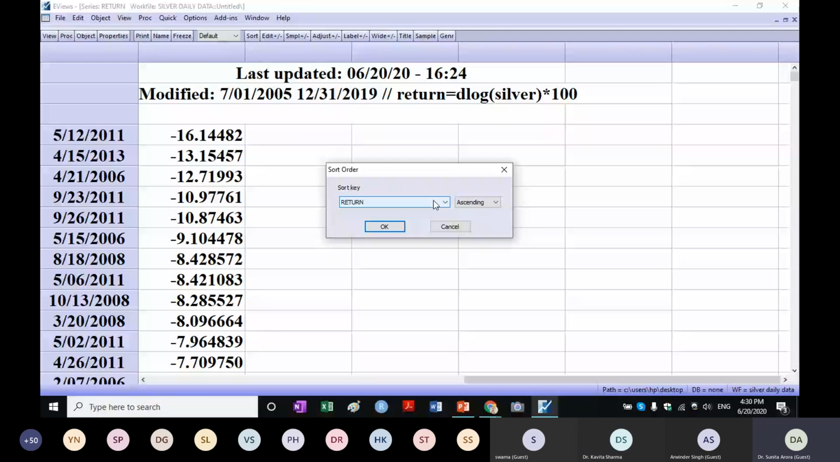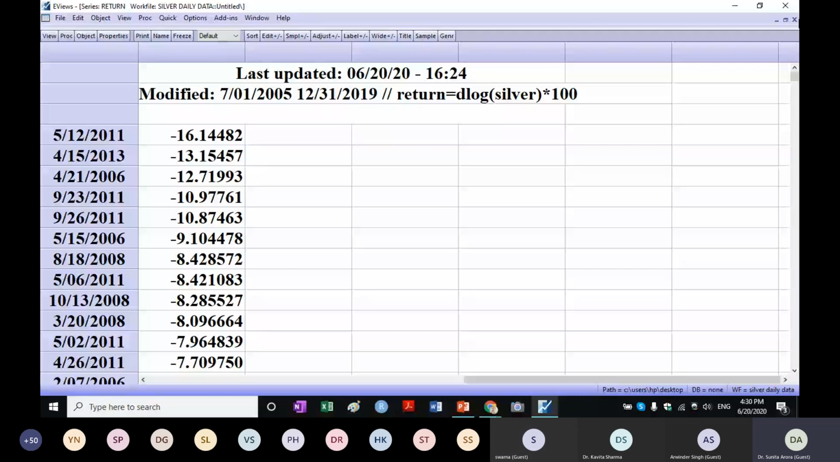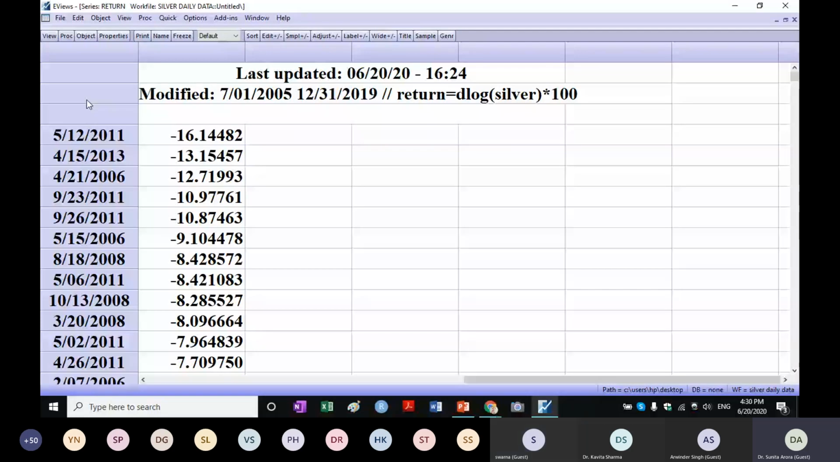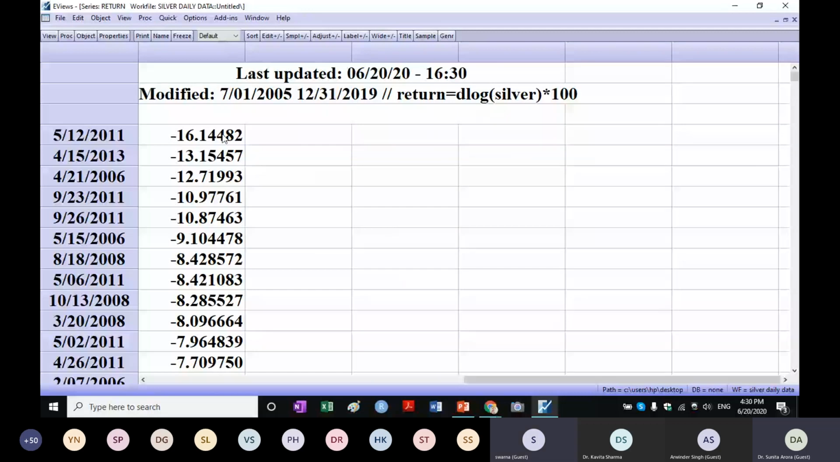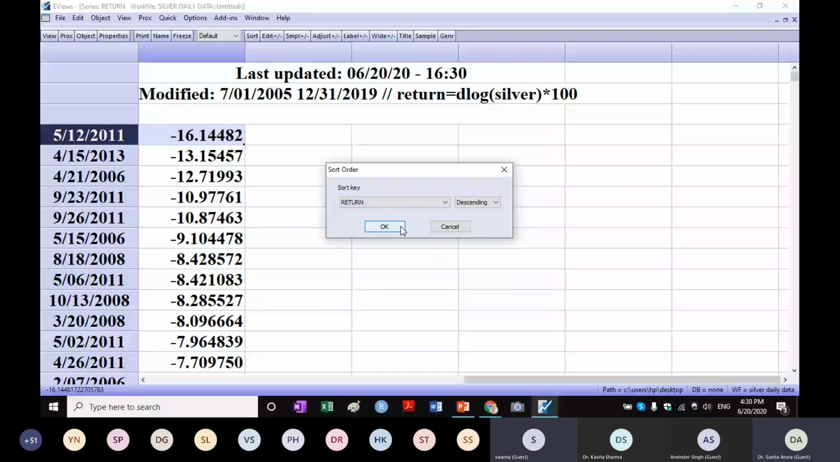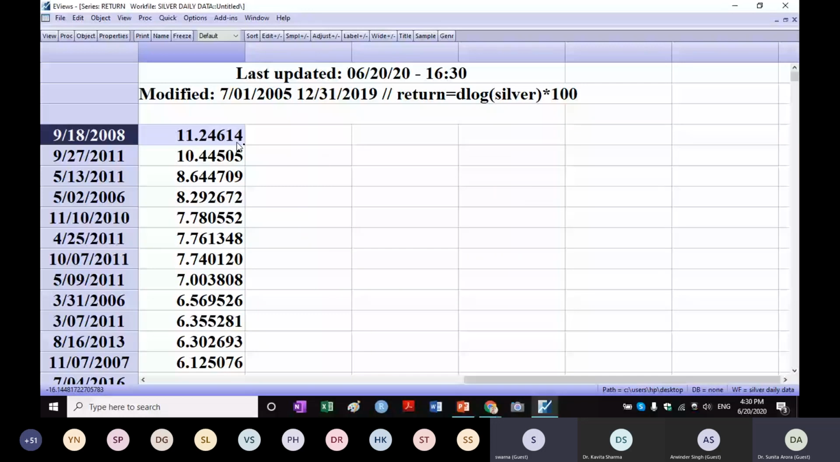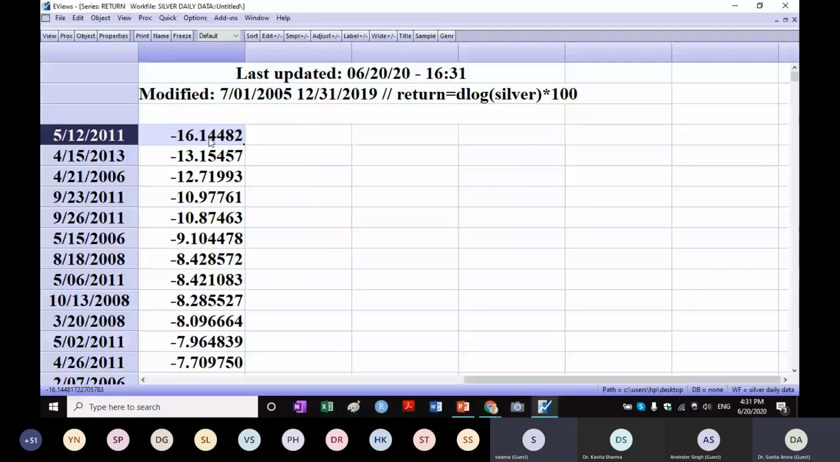So I opened the return series. By default it is sorted by observation order, but we want to sort it by return in ascending order as well as descending order. The minimum value is minus 16 on 12th May 2011, and the maximum value, when sorted in descending order, is 11.24 on 18 September 2008. These may or may not be outliers, but minus 16 is very far away from this. It may be treated as an outlier.